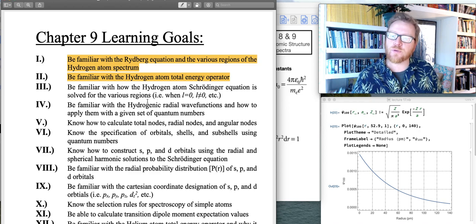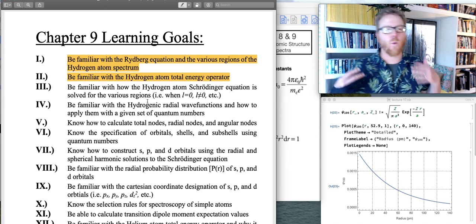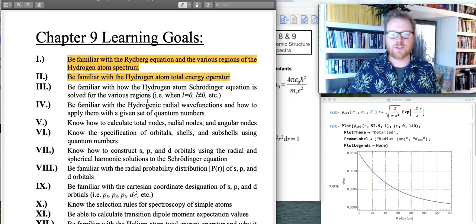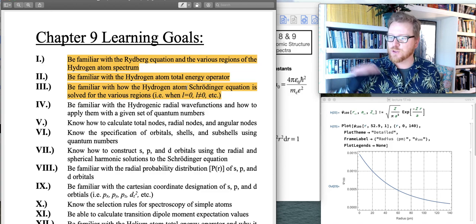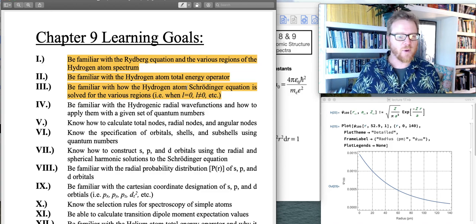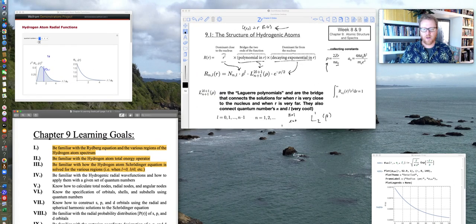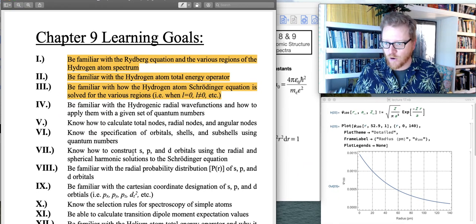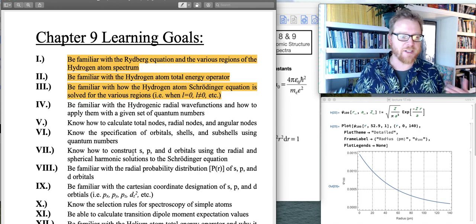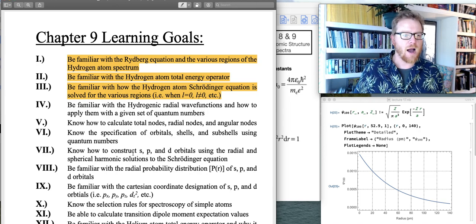I went through the solution to the hydrogen atom Schrodinger equation, and it's something that we could have spent weeks trying to grind out ourselves. But I just want you to be familiar with how it's solved, for those various boundary conditions: when L is equal to 0, when L is not equal to 0, when r is close to the nucleus, when r is far from the nucleus, etc. And that's about as far as we got.